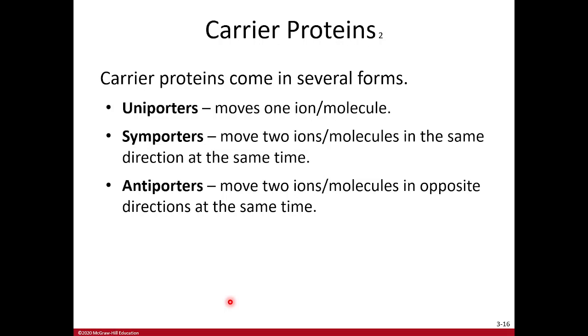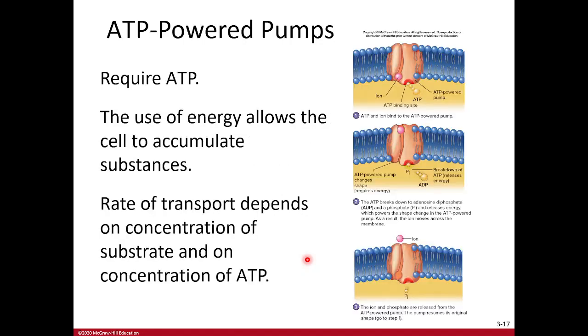Now, carrier proteins can be subclassified as uniporters if they only move one ion or molecule, or they can be symporters if they carry two molecules in the same direction at the same time, or they can be antiporters if they move two molecules or two ions in opposite directions at the same time.